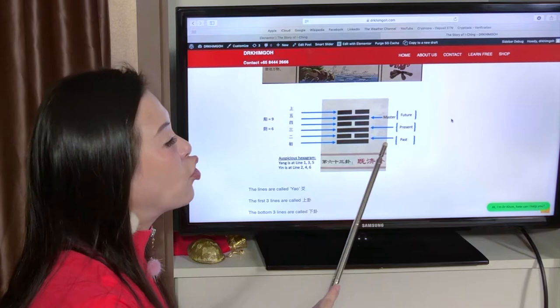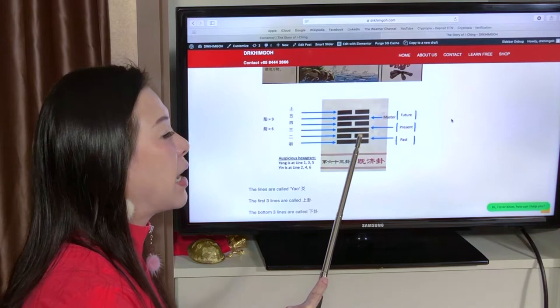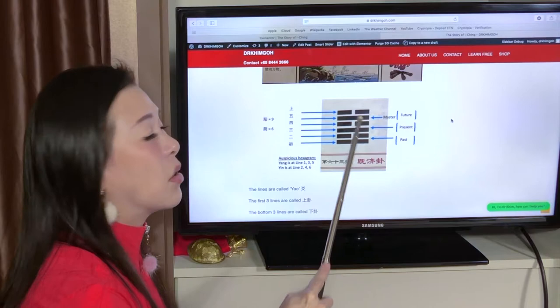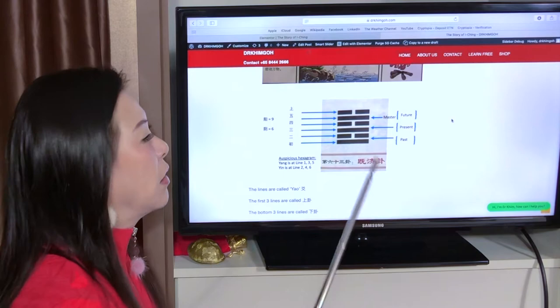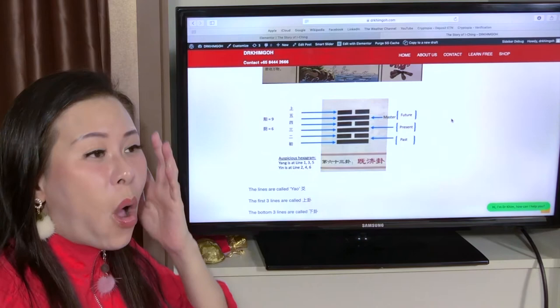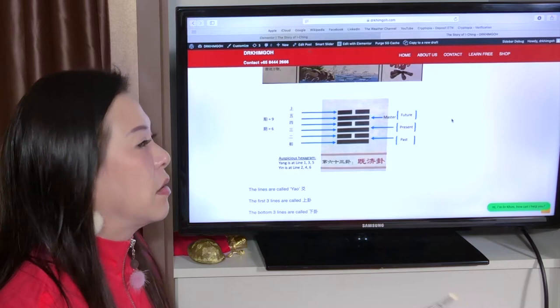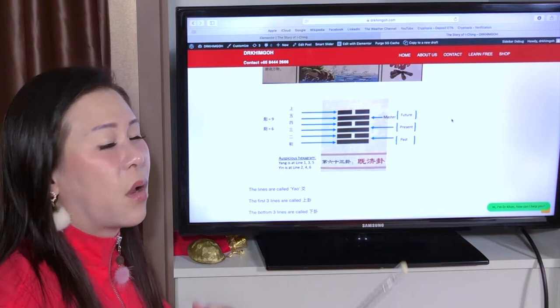It can also mean the past, the present, the future. It can also mean, for example, these three lines are called the xiagua, and these three lines are called the shanggua. The xiagua can represent you, and the shanggua represents your spouse if you ask about marriage. If you ask about your career, then maybe you and your boss, or you and your colleague, something like that.